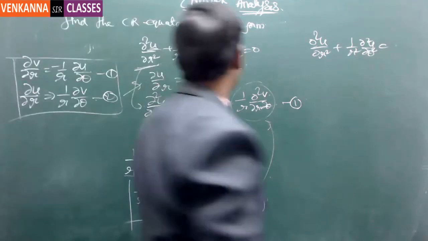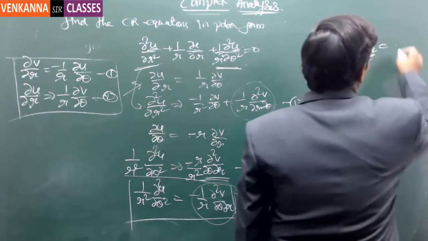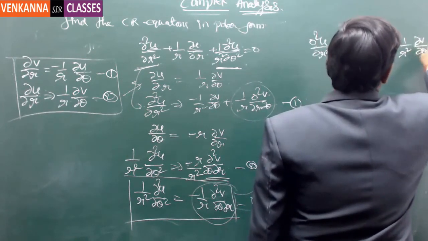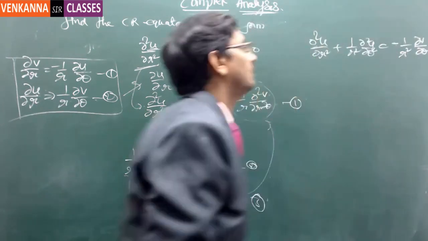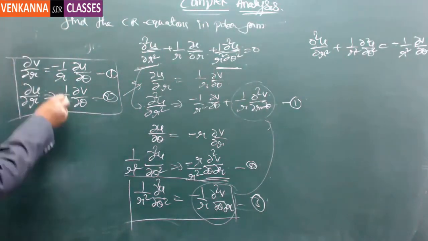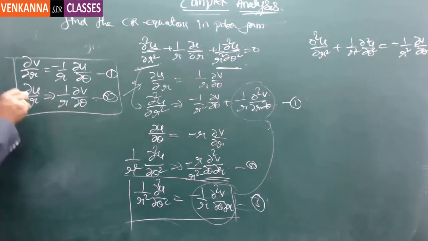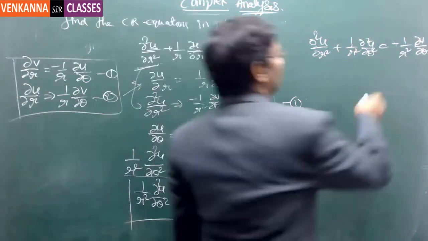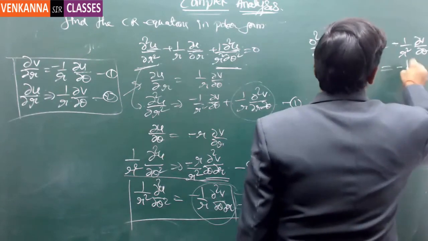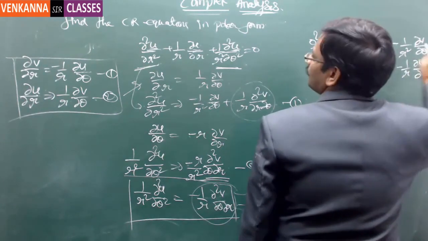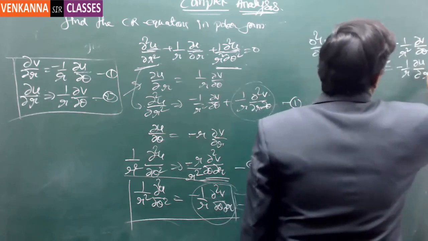minus 1/r² times ∂v/∂θ. This is what is left over. Now minus 1/r² ∂v/∂θ. So plus 1/r ∂v/∂θ is nothing but ∂u/∂r. Now you can replace this with minus 1/r into ∂u/∂θ. Sorry, ∂u/∂r.